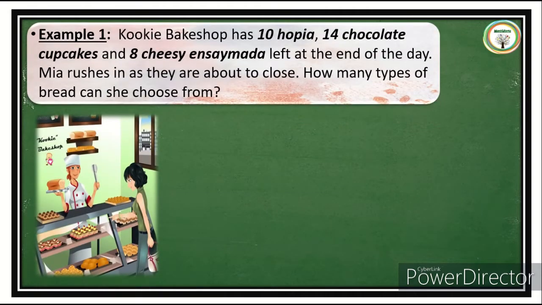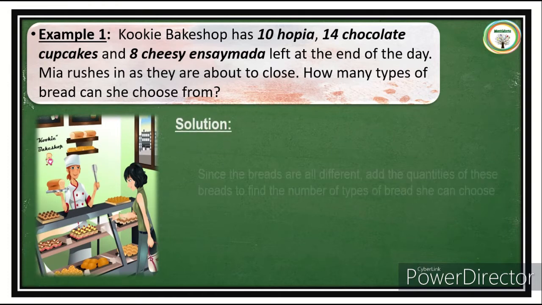Cookie Bake Shop has 10 hopia, 14 chocolate cupcakes, and 8 cheesy ensaymada left at the end of the day. Mia rushes in as they are about to close. How many types of bread can she choose from? So in our problem, we have 3 types of bread na pwedeng pagpilian ni Mia. So wala namang condition that she needs to choose, for example, hopia first before choosing another type of bread. The problem only stated that she will be choosing a bread. So in this kind of problem, we will be applying the addition principle of counting.